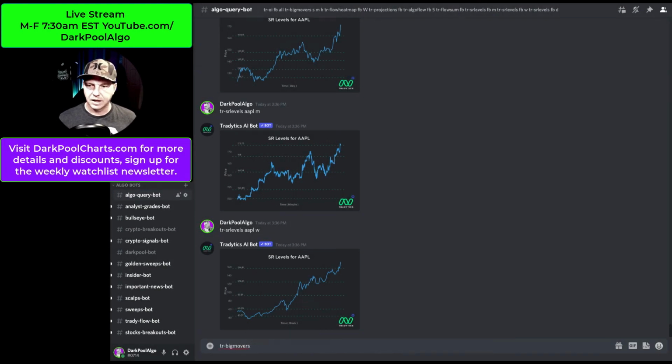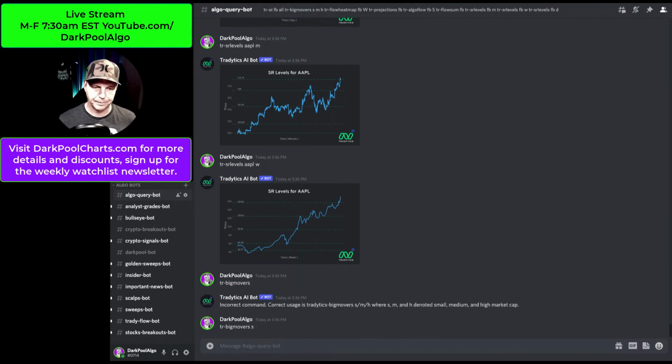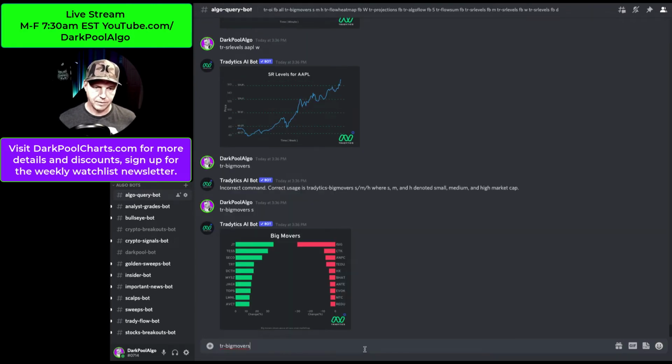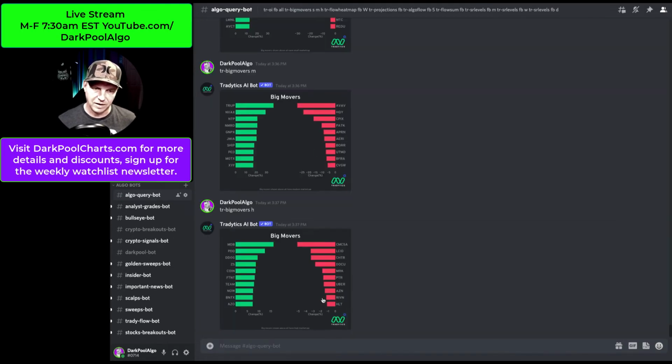Getting into more of the market level stuff, it shows you the current biggest moving stocks in the market, whether you want to look at the small caps, medium caps, or large caps, which is interesting that H is, I don't know why they use high for H, I guess.